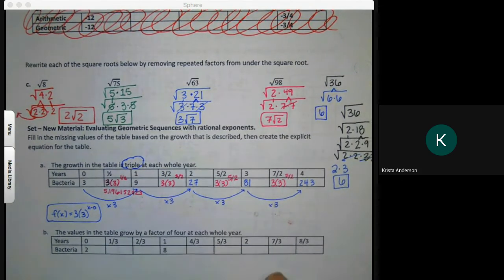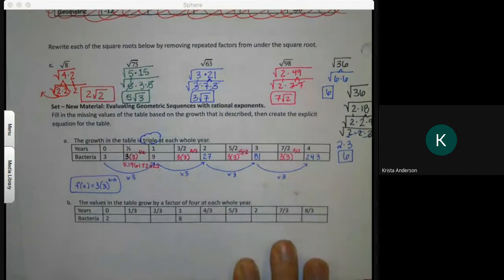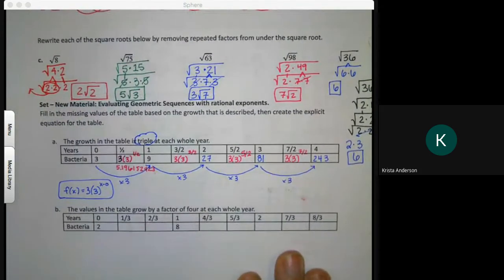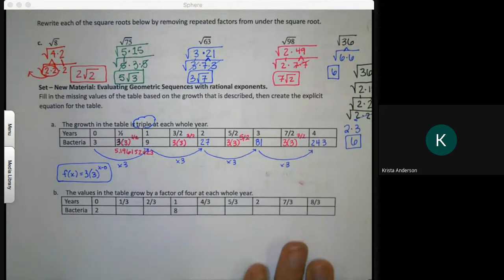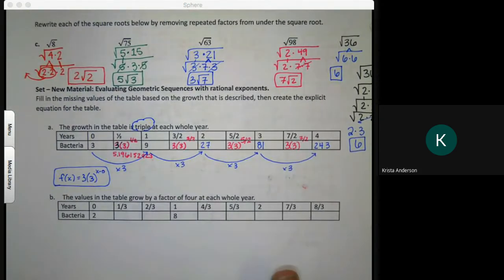Right. Are we ready to try? Ready to try B? Who thinks I could do B on their own? Yeah? Why don't you try it on your own? Try B on your own, and then I'll do it with you, and we'll check and see how we did. It'll be similar to A, right? Where we get to use our equation. Fill it.